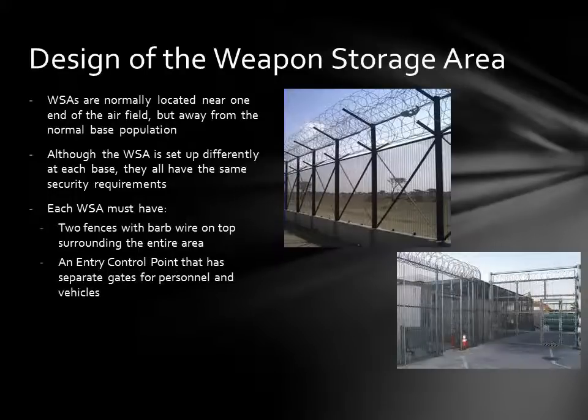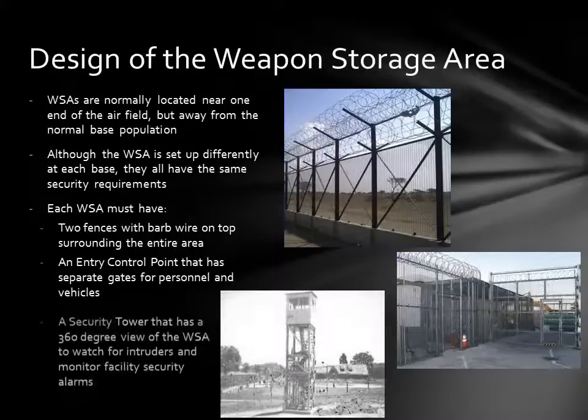Although the fence line may be the most visible part of the weapons storage area security program, the entry control point, or ECP, has to be the most intimidating part of the program. The ECP is the only entrance into the WSA. Since there are two fence lines, there are two personal access gates and two vehicle access gates. However, only one of those gates is opened at a time, so no one has unobstructed access to the WSA.